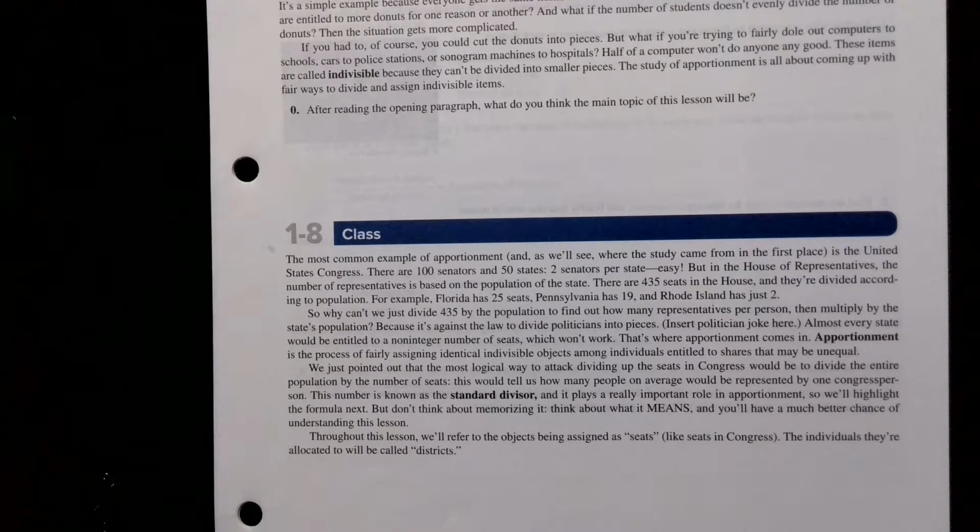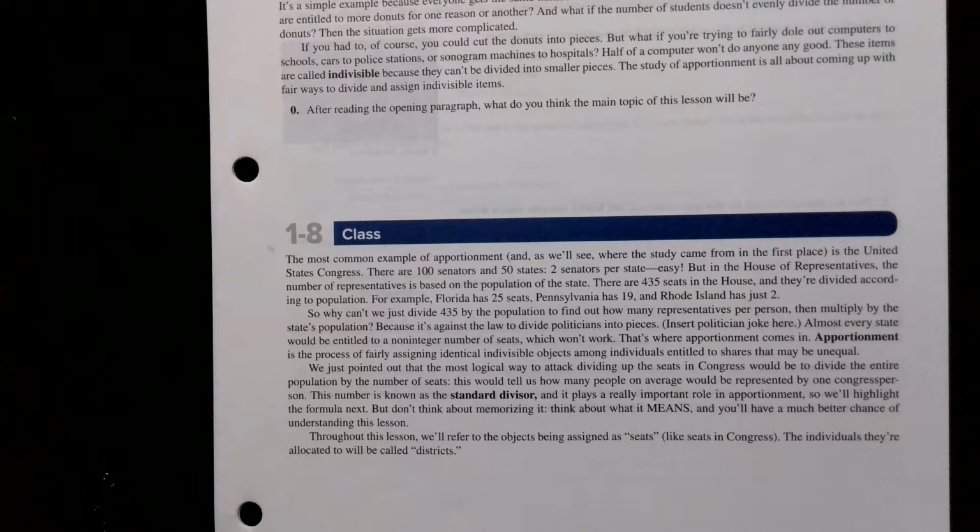So why can't we just divide 435 by the population to find out how many representatives per person, then multiply by the state's population? Because it's against the law to divide politicians into pieces. Also, almost every state will be entitled to a non-integer number of seats, which won't work. That's where apportionment comes in. Apportionment is the process of fairly assigning identical indivisible objects among individuals entitled to shares that may be unequal.